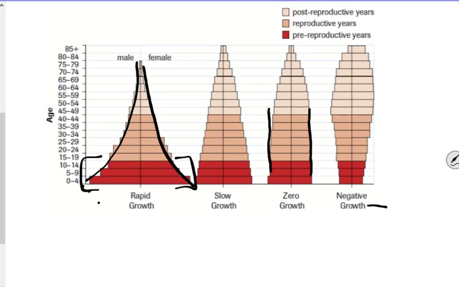And then why is this one negative growth? Look at your top and your bottom. Why is that negative? What do you have less of? People being born or people dying? Yeah, there's less people being born, so that is negative growth.